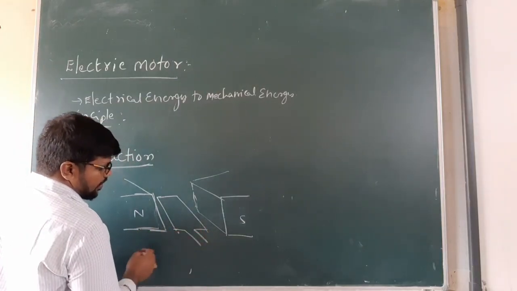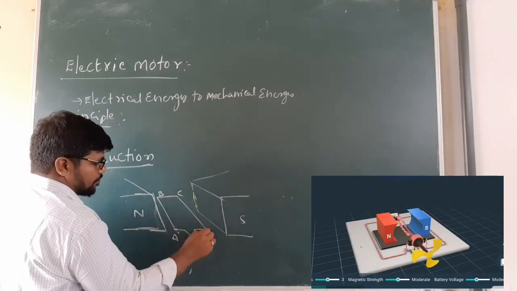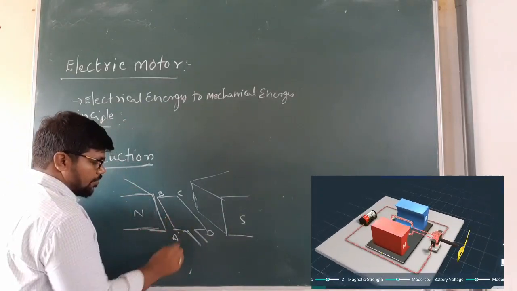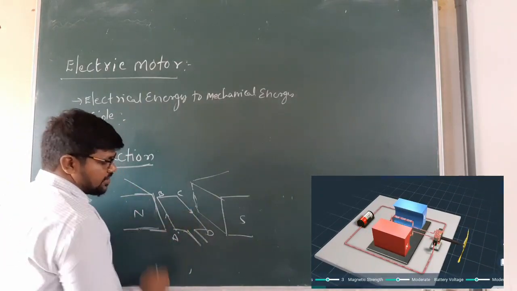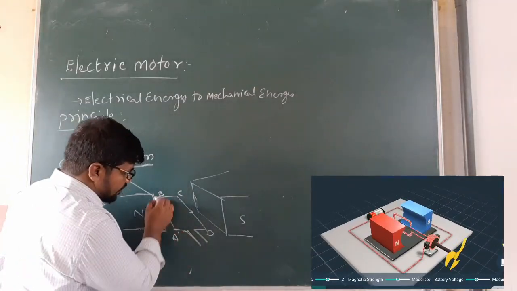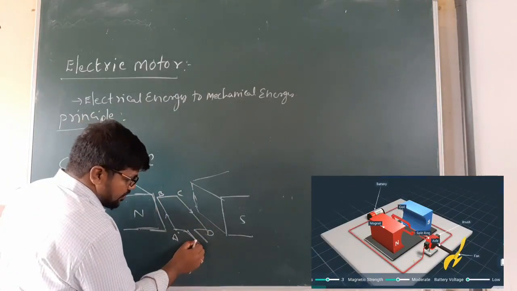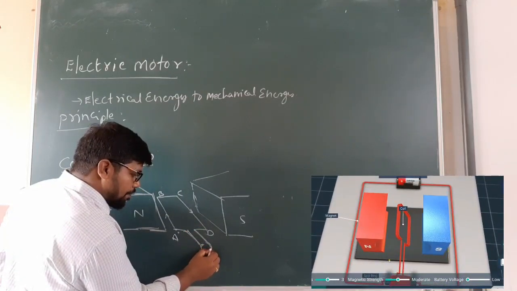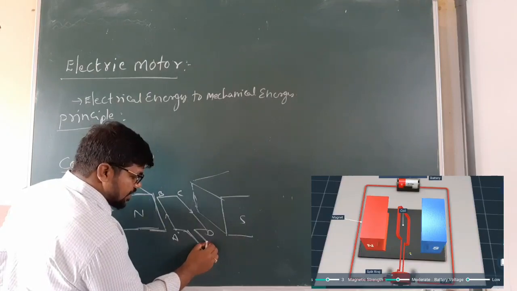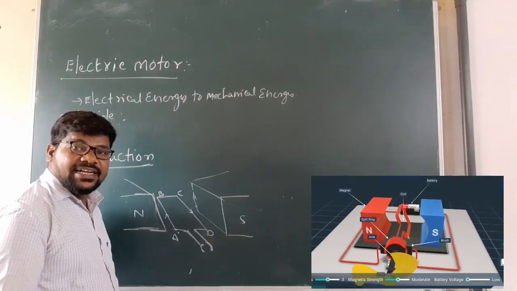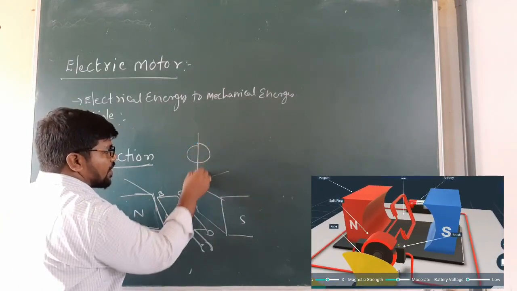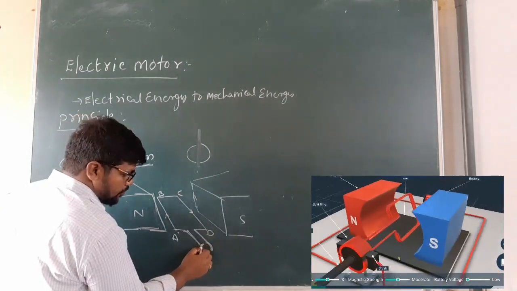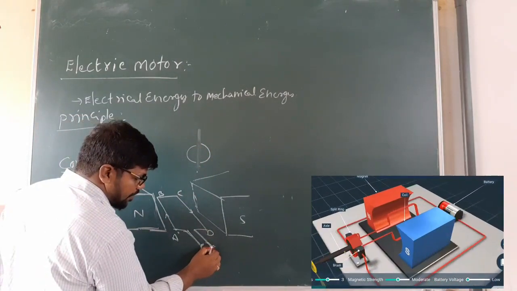This is a rectangular coil, ABCD. You can say armature. At the ends of the armature, we take split rings. A ring can be cut into two, and that we call a split ring. Here two split rings are there. Then here, carbon brushes.